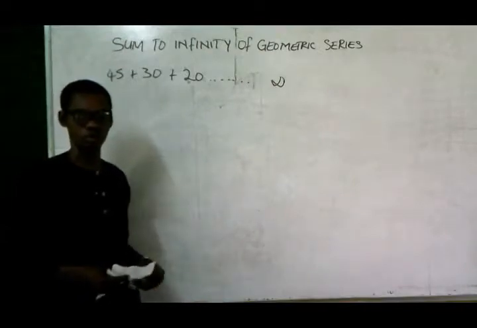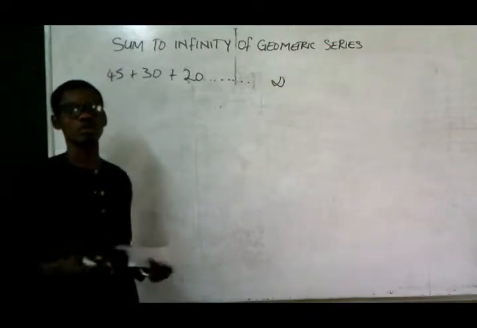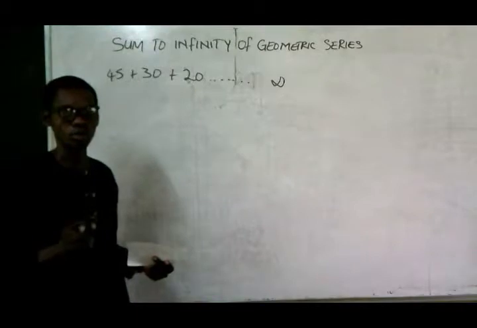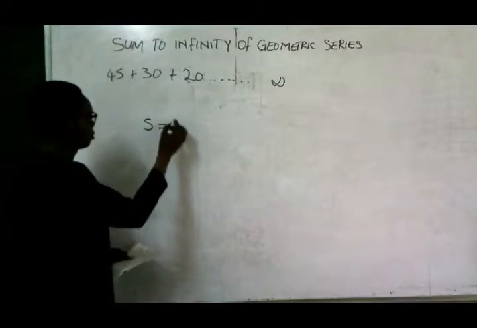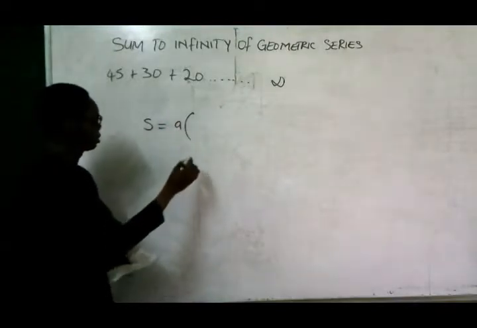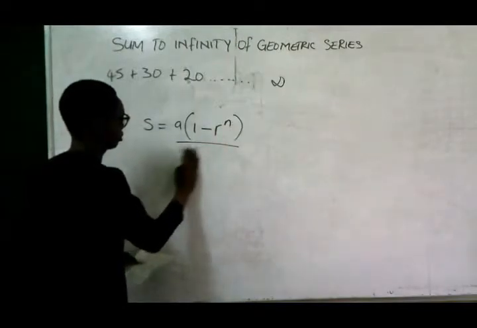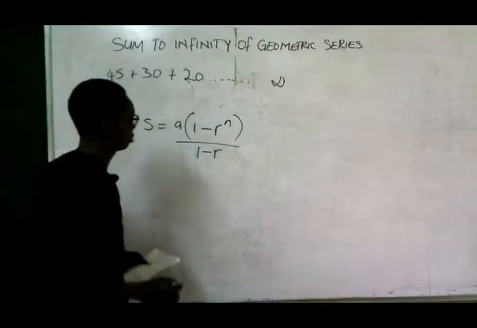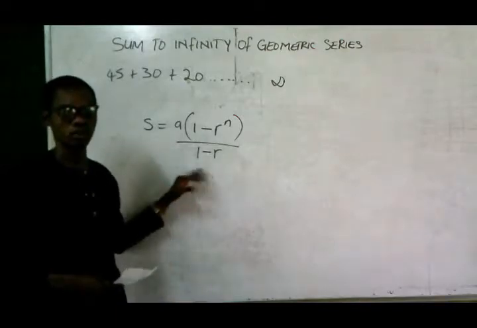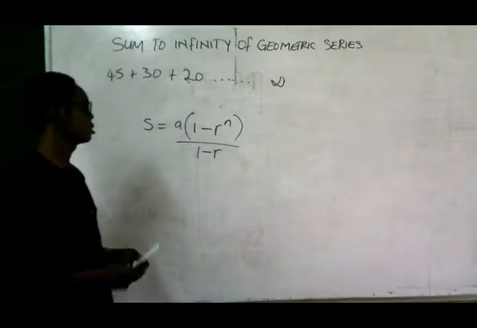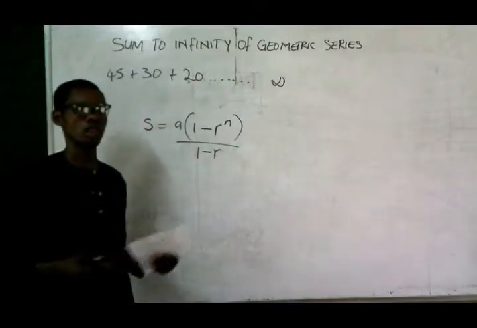So here is going to be a case of finding the sum to infinity when the common ratio is a fraction. And before now, we said that when the common ratio is a fraction, a suitable formula to use is S = a(1 - r^n) all over 1 - r. This is a general suitable formula for finding the sum of a geometric series when the common ratio is a fraction. Now, before then, I would like you to know one thing.